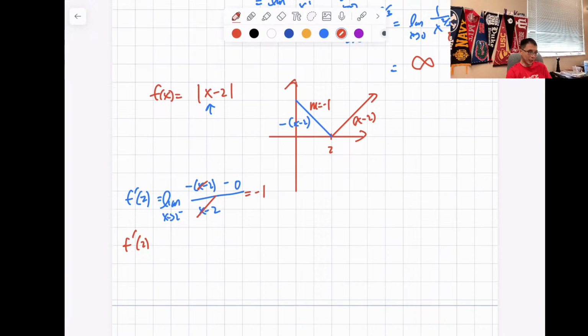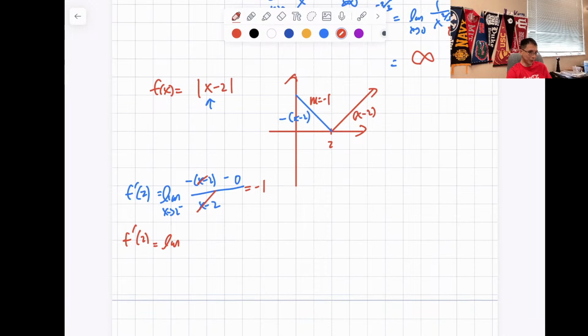Now I'm going to plug in from the right side. I'm going to do the same thing, approaching 2 from the right side. So that is going to be x minus 2 over x minus 2, because I'm using the right side function. And that's going to be 1 rather than negative 1. So f prime of 2 does not exist. Why? Because the left side slope does not equal the right side slope. Therefore, they're not congruent, so f prime of 2 does not exist.